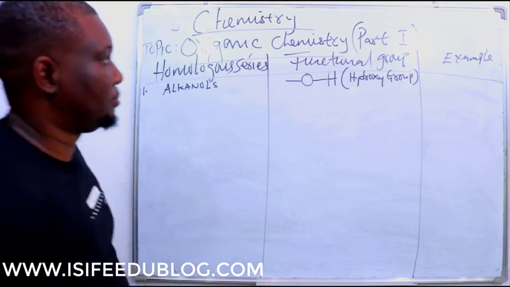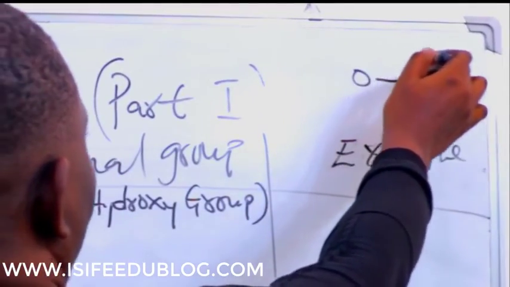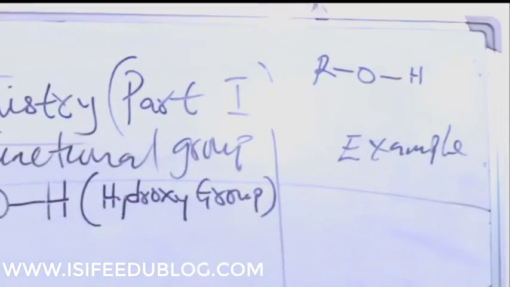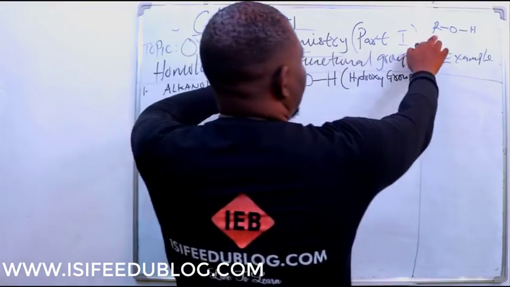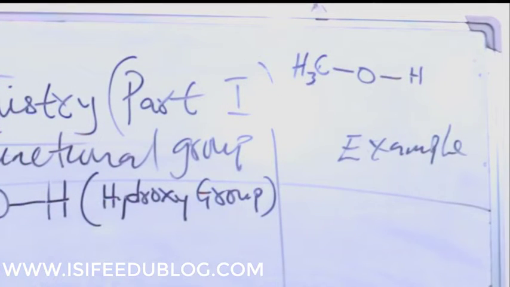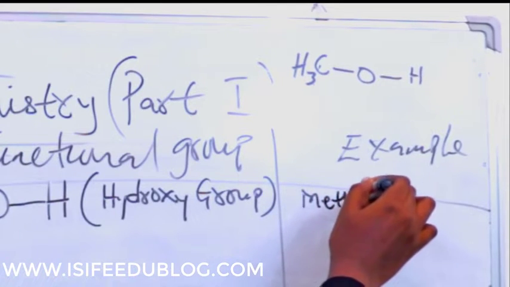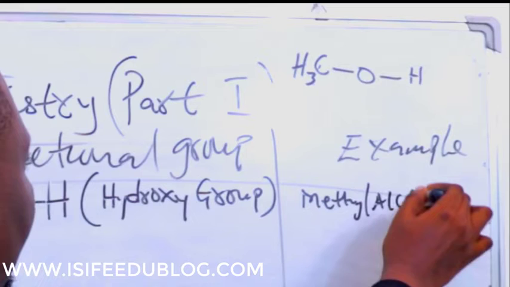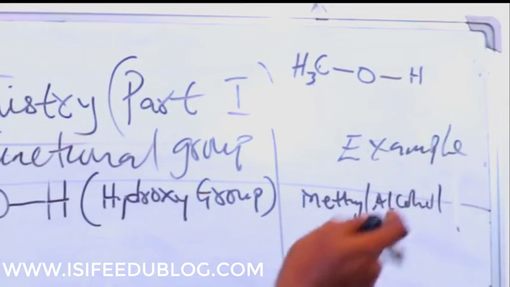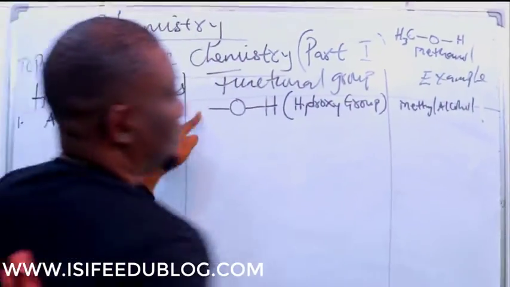So I'll give an example. Remember this: here is an open chain, which can be represented as R. R means alkyl. Supposing that what is here is CH3. What name is given to this alkanol? It is methanol, or I can call it methyl alcohol. Okay, let me just put a space. I can call it methanol or methyl alcohol.